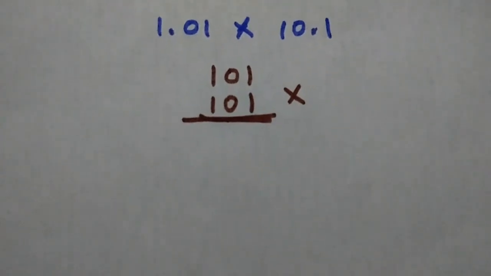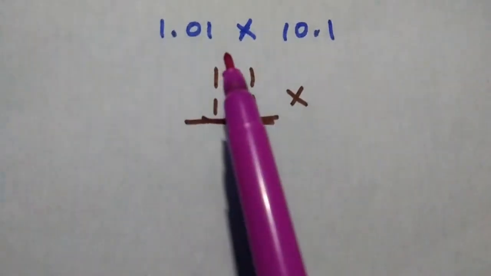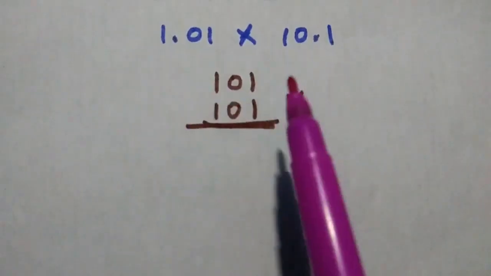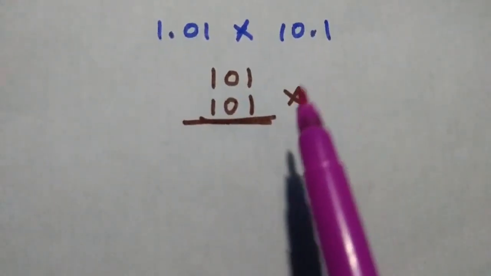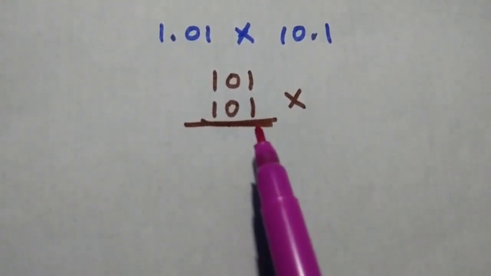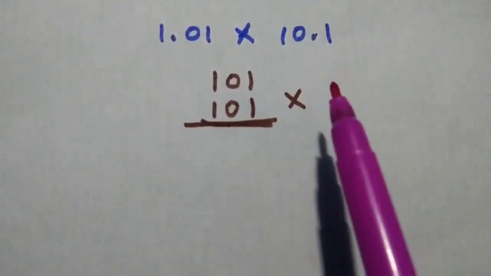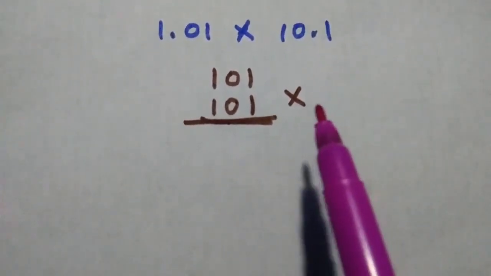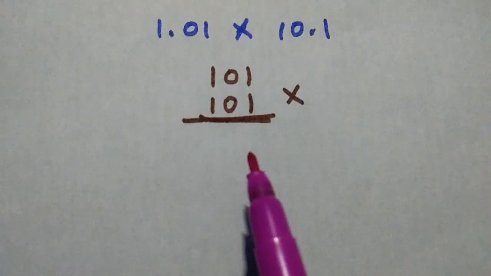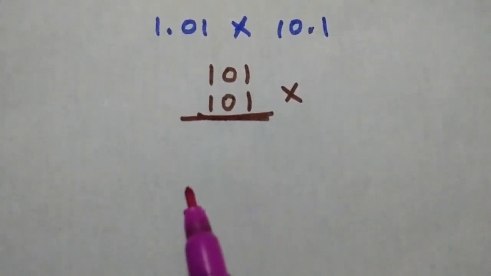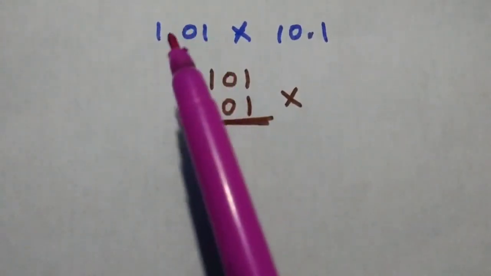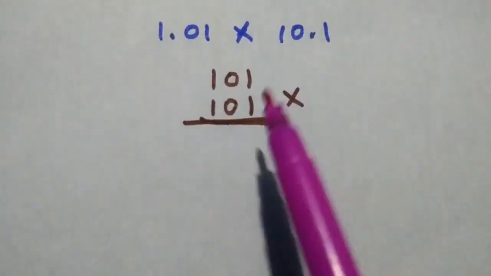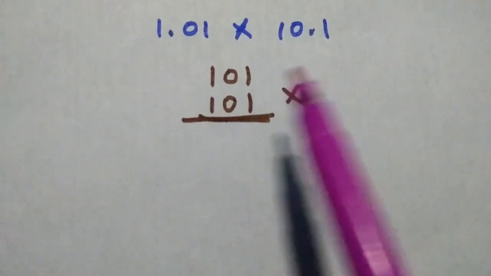The next problem is to multiply 1.01 and 10.1. In case of fractional multiplication, we have to take the multiplication for the whole binary number without the decimal point. After getting the final answer, we are going to place the decimal point. So here we are going to multiply 101 with 101 as such, without the decimal point.